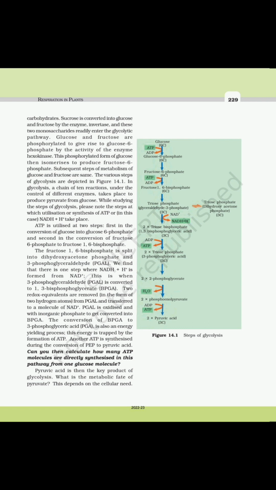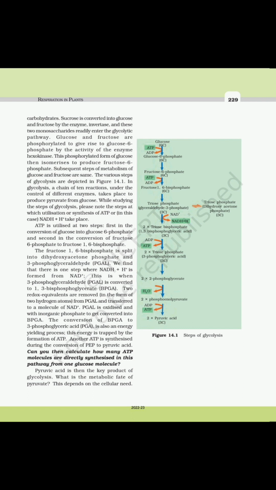The conversion of BPGA to 3-phosphoglyceric acid, PGA, is also an energy yielding process. This energy is trapped by the formation of ATP. Another ATP is synthesized during the conversion of PEP to pyruvic acid. Can you then calculate how many ATP molecules are directly synthesized in this pathway from one glucose molecule? Pyruvic acid is then the key product of glycolysis.